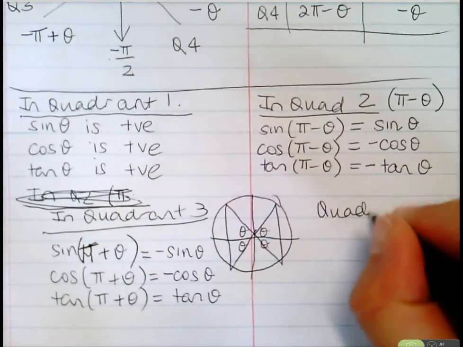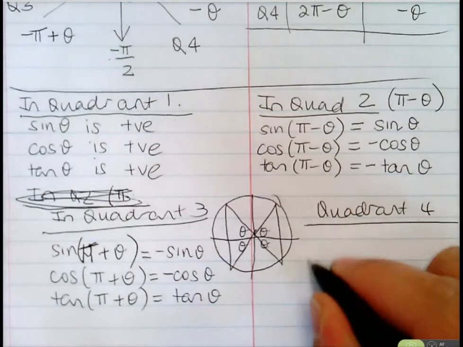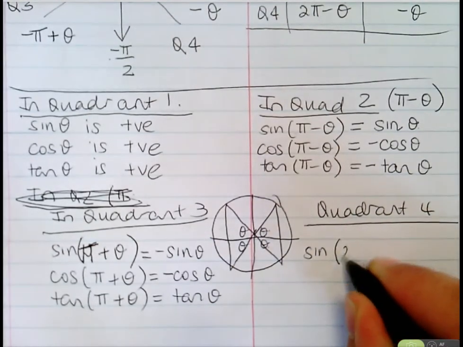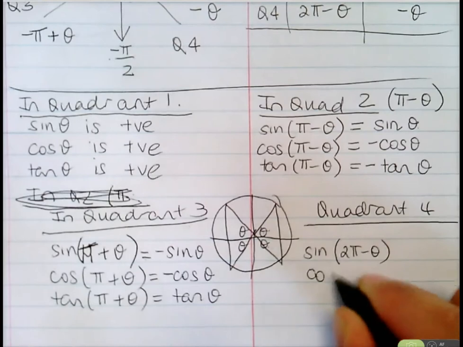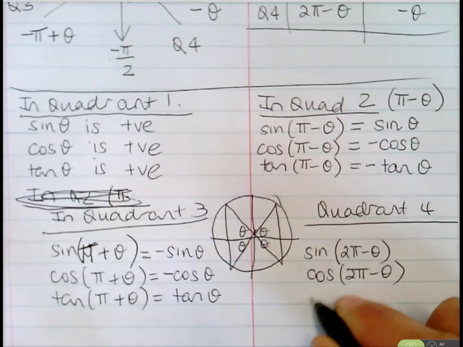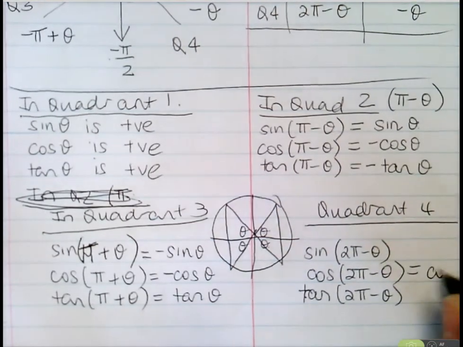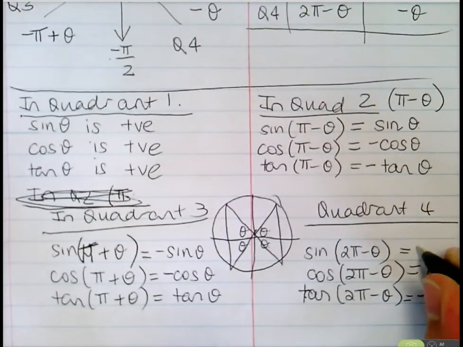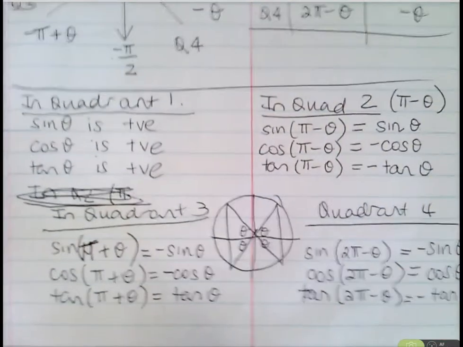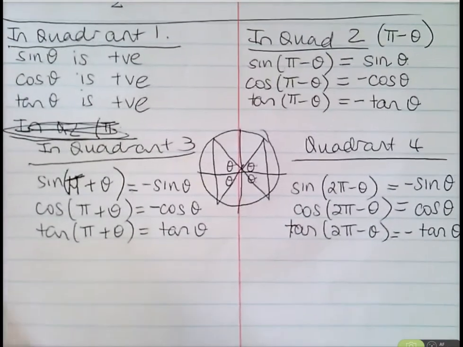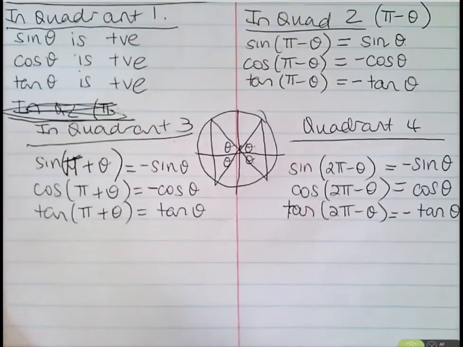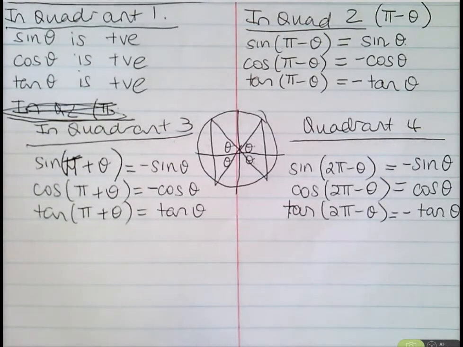Quadrant 4. All stations to central. And quadrant 4 is 2 pi minus. Cos, all stations to central. Only cos is the positive one. The other two are negative. Okay, so that's just doing them now with pi's and 2 pi's. Now we'll just do some examples.